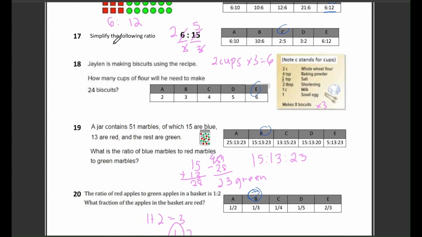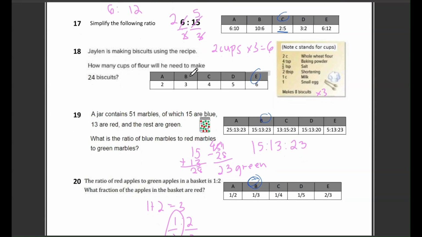Question 17. Okay, now let's try simplifying ratios. The question asks, simplify the ratio 6 to 15. And here are the options. A, 6 to 10, B, 10 to 6, C, 2 to 5, D, 3 to 2, and E, 6 to 12. The correct answer is C, which is 2 to 5. To simplify a ratio, we find the biggest number that can divide into both sides evenly. Both 6 and 15 can be divided by 3, so when we do that, we get 2 to 5.